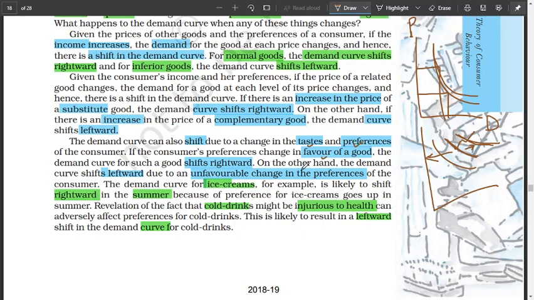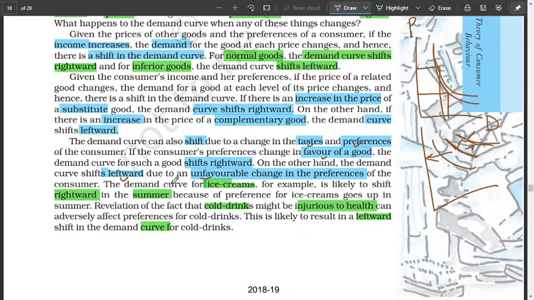So if you favor it, it will shift to the right. If it's not favorable anymore, you don't prefer it anymore, it will shift to the left. Okay, so whenever you buy more, it will shift to the right. Whenever you buy less, it shifts to the left. You buy more because you like it, because it's cheap, because the price of other substitutes has increased. There can be many reasons, but it can shift to the left, it can shift to the right.